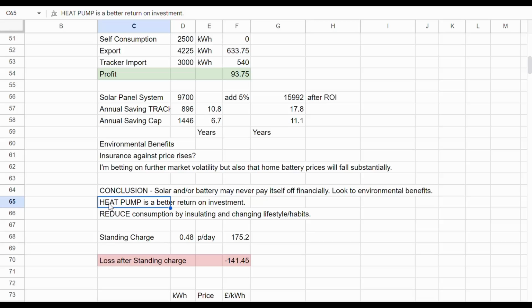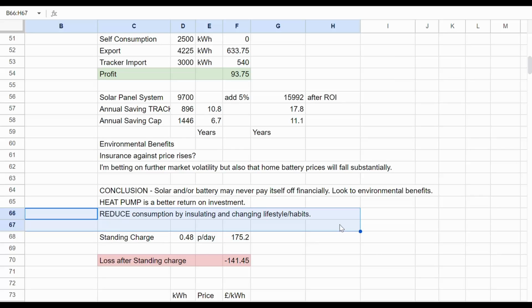For me, the heat pump is a better return on investment so far. The amount of money we've saved already in 2 months is about £200 on our bills compared to an old inefficient gas boiler. Your mileage may vary depending on how efficient your current boiler is, etc.